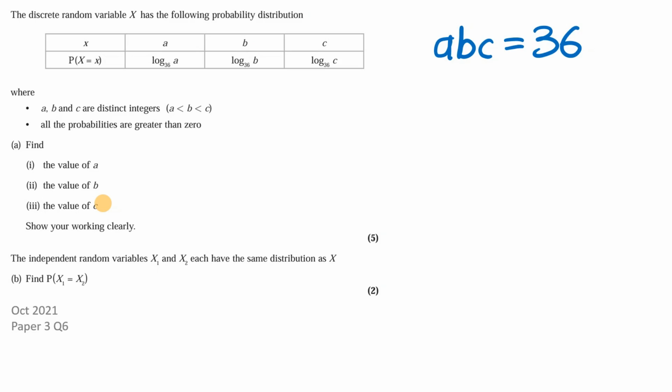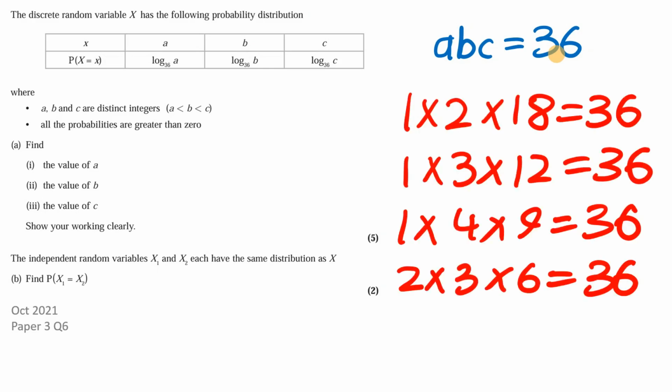The way that I just did it is I just scribbled down on a piece of paper three numbers that multiply together to give 36. Now, if you go all the way with trying to figure this out, you find that there are actually four different ways in which three distinct integers multiply together to give 36, which are these here.